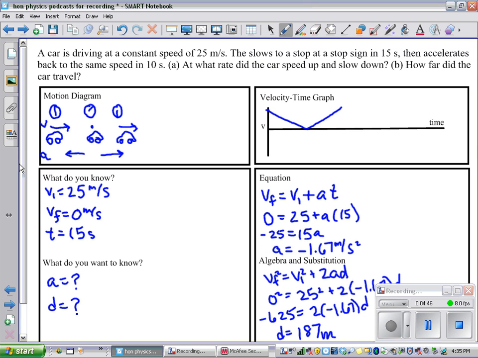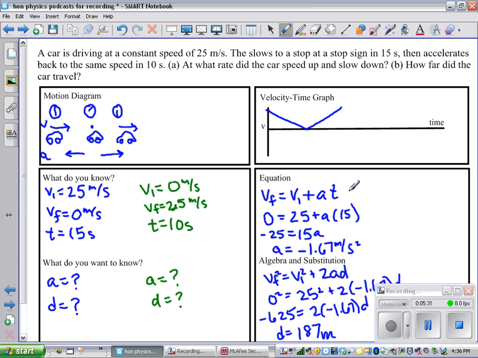I'm going to change color, and we can do the second part of the problem. Now it's speeding up after it stops at the stop sign. This time, we know the initial velocity is 0. It returns to the same rate of speed. So the final velocity is 25, whoops, not 2.5, that's a 25, meters per second. And the time this time is 10 seconds. So our acceleration is not going to be the same, it's going to be greater than we had before. And we want to know the acceleration and the distance.